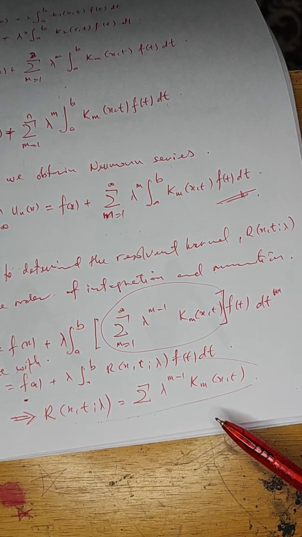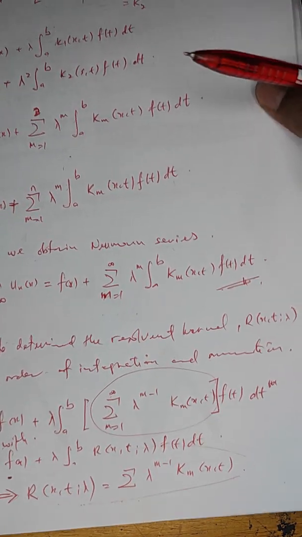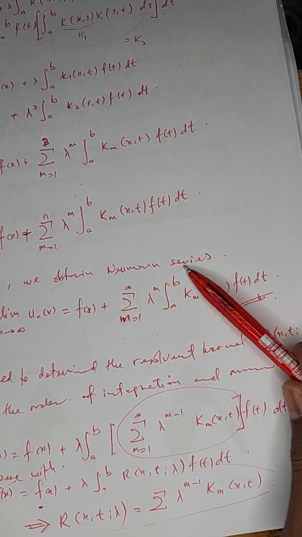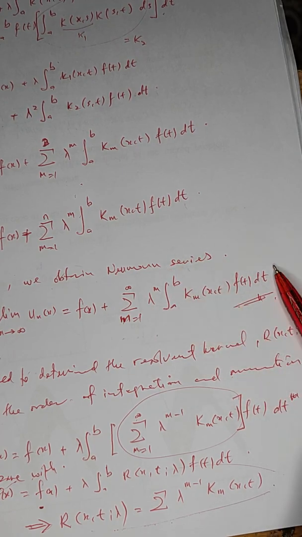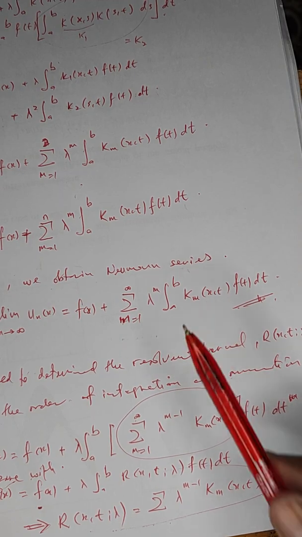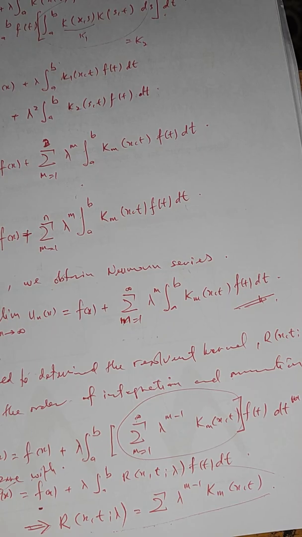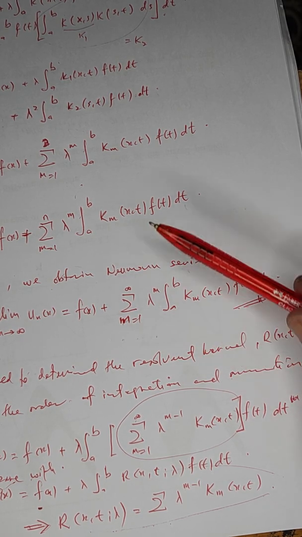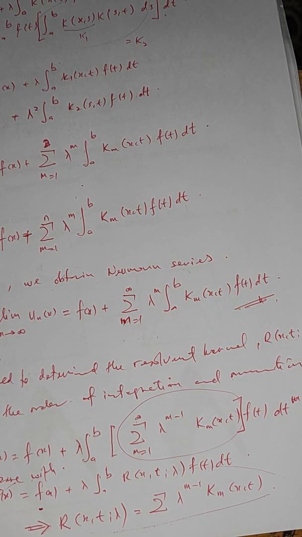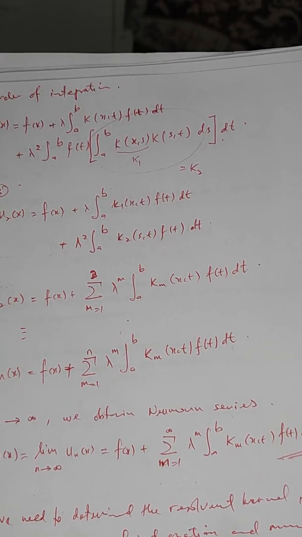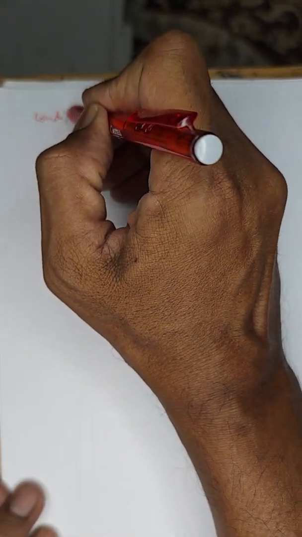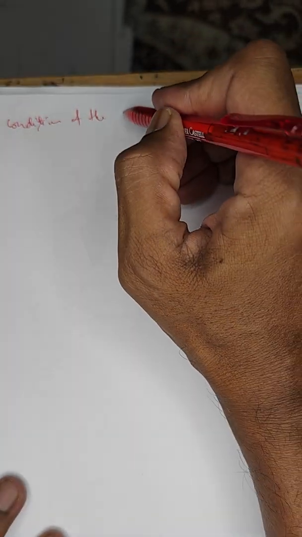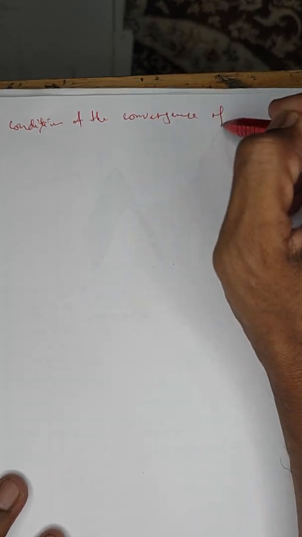Now we need to determine the condition of convergence of the Neumann series, because this is a series solution. We need to determine whether the series converges, and also that the resolvent kernel and the solution are unique. So we are going to discuss the convergence of the series, as well as the uniqueness of the solution and the kernel. First, the condition of convergence of the Neumann series.